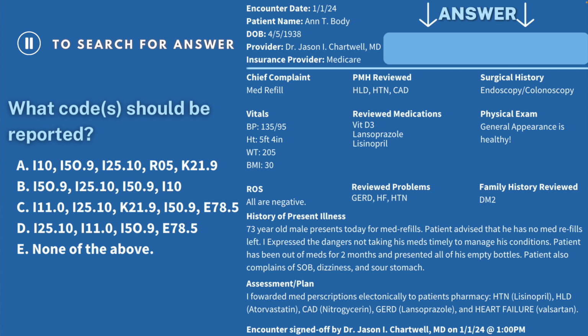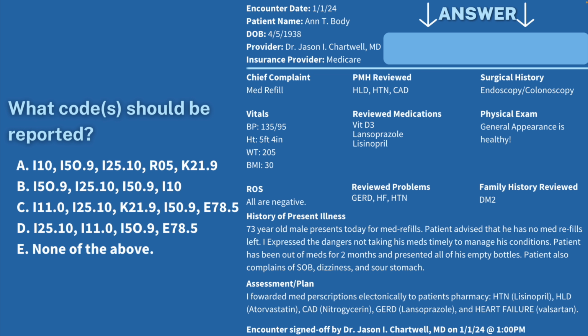I want you guys to do that. Since we've already looked up HTN and heart failure, we know the codes for that. So I'm not going to go look that up on video. We know what GERD is, and we know it's not full code capture. We're not even worried about the GERD, so we're not going to go look that up. So now I'm going to go look up HLD, hyperlipidemia, and CAD.